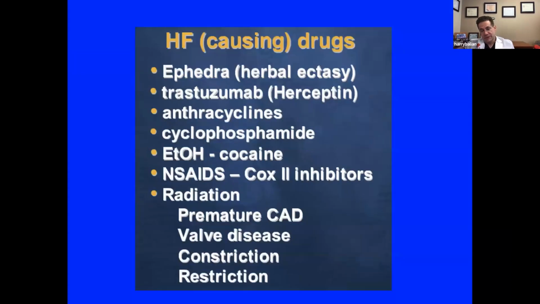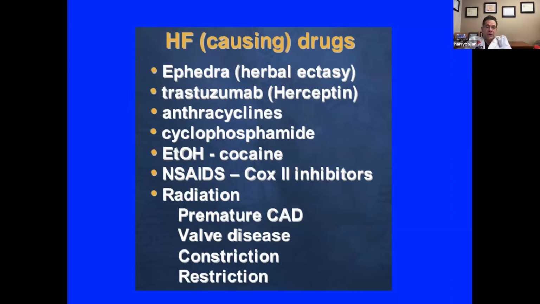Some of these medications, ephedra, anthracyclines, alcohol, cocaine can actually lead to heart failure, as I mentioned. So you have to be very cautious with these medications. Some of the cancer drugs, Herceptin, can cause heart failure. So when somebody's being initiated on cancer therapy, we need to do an echo ahead of time.